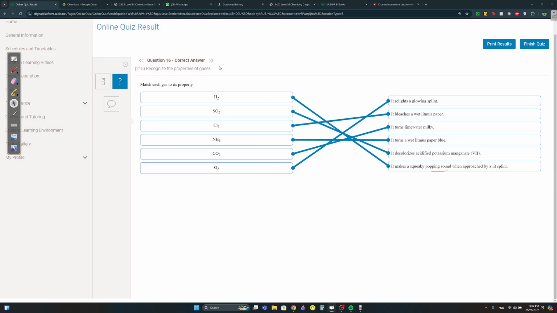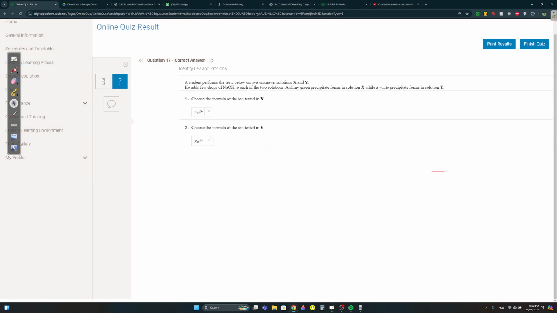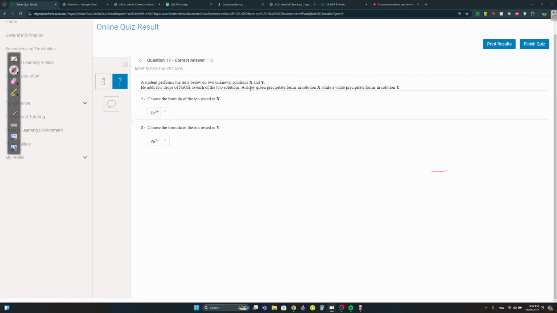Okay. Question 17. A student performs tests on X and Y. He adds a few drops of NaOH to each of the two solutions. In X he gets green. In Y he gets white. I think there is more than one correct answer, but it depends on the choices. So I'm going to explain why this is correct.